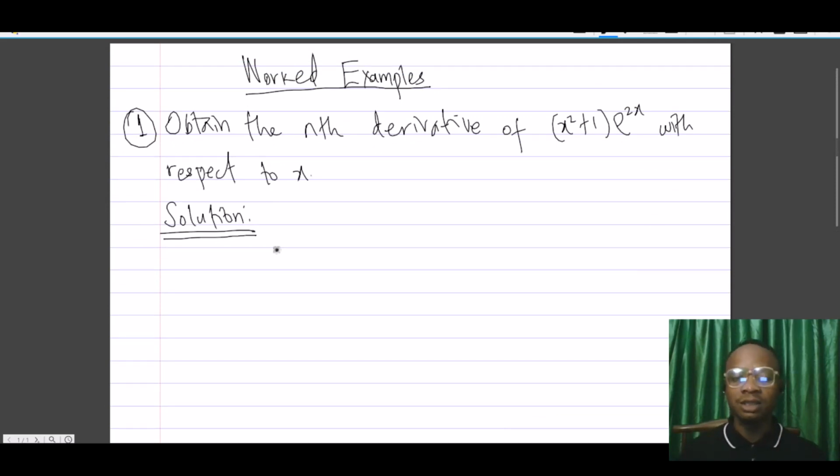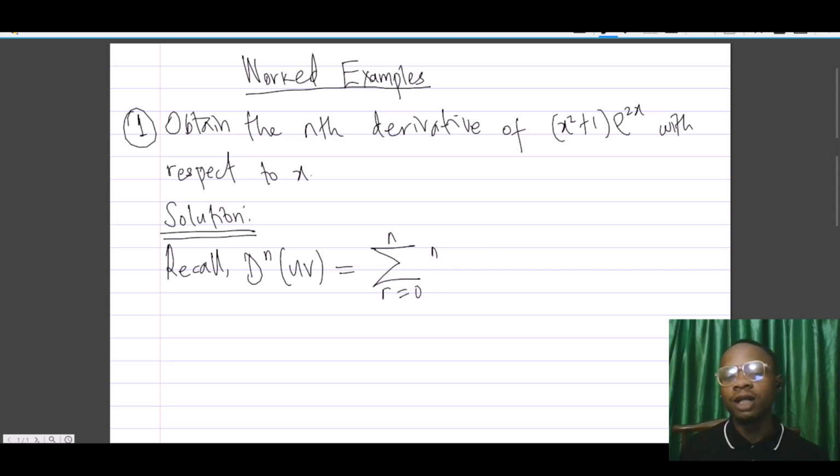Now, we should recall that by the Leibniz formula, the nth derivative of uv, where u and v are separately functions of x, was equal to the summation from r equal to 0 up to n of n combination r, the rth derivative of u, the (n minus r)th derivative of v. So that is the formula.